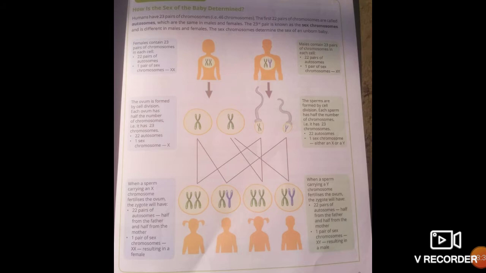So when a sperm carrying an X chromosome fertilizes the ovum, XX is formed, which means a female. And when a sperm carrying a Y chromosome fertilizes the ovum, XY will be formed, that is a male.